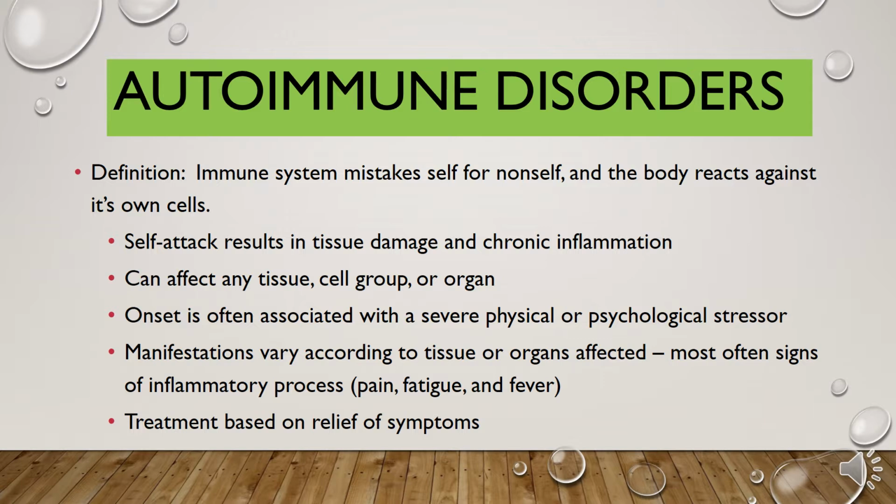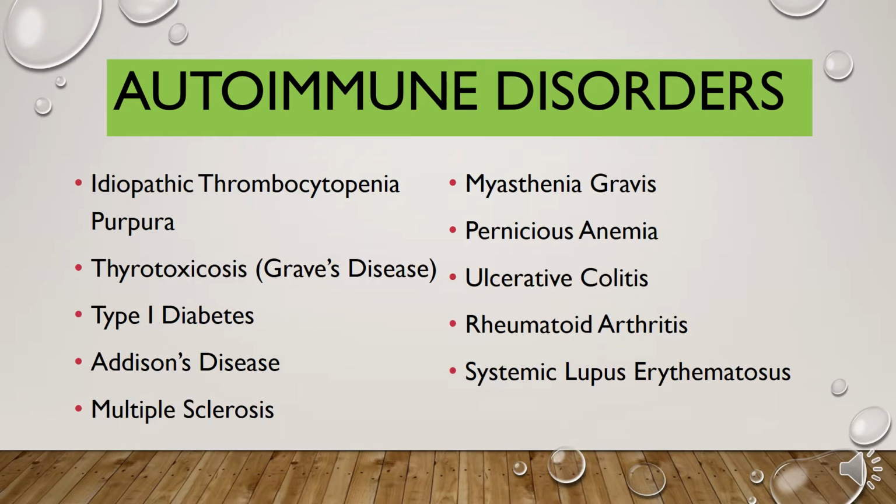Most often there are signs of an inflammatory process, so pain, fatigue, fever, and then treatment is going to be based on relief of symptoms for these people. There are a couple of different types of autoimmune disorders that you'll be able to look up on your own. Some of them we've talked about already, and some of them are in this unit. The first one is idiopathic thrombocytopenia purpura, thyrotoxicosis or Graves' disease, type 1 diabetes, Addison's disease, multiple sclerosis, myasthenia gravis, pernicious anemia, ulcerative colitis, rheumatoid arthritis, and systemic lupus erythematosus.